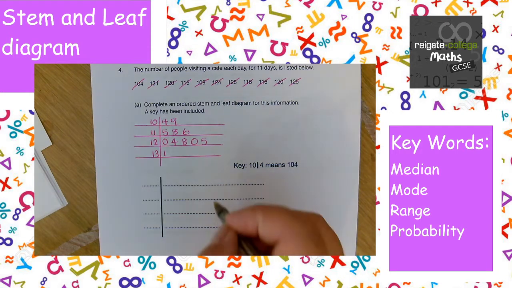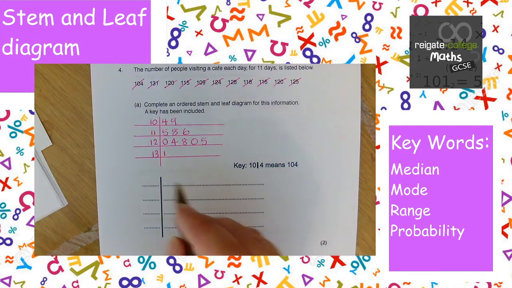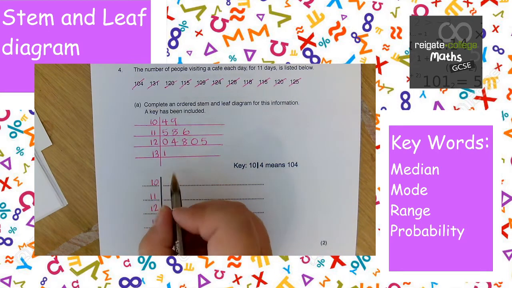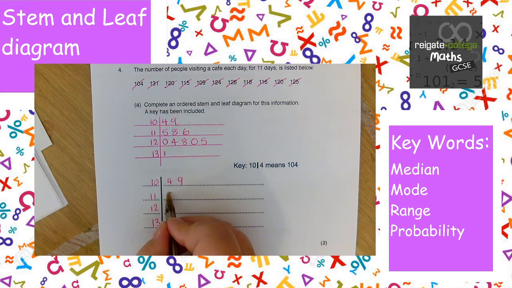I'm now going to reorder on this stem and leaf here. 10, 11, 12, 13. These two numbers are already in numerical order, no change there. Here I'm going to reorder them slightly, and this one needs reordering. Now I have my completed ordered stem and leaf diagram, and the key has already been written.